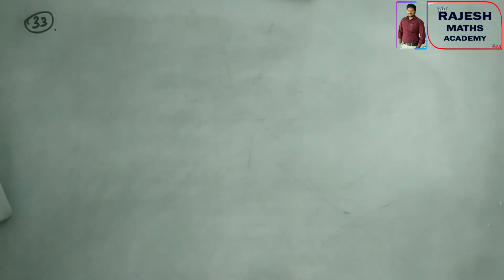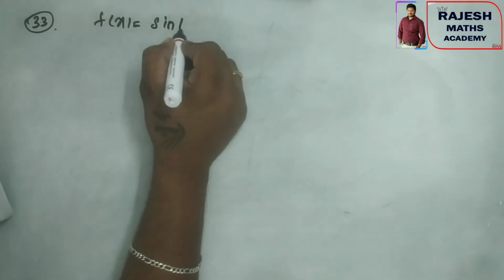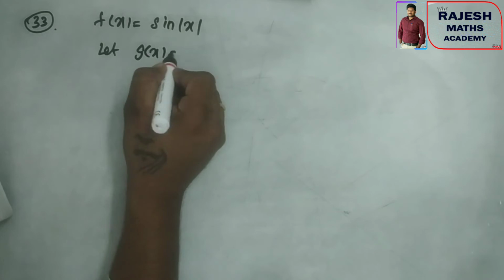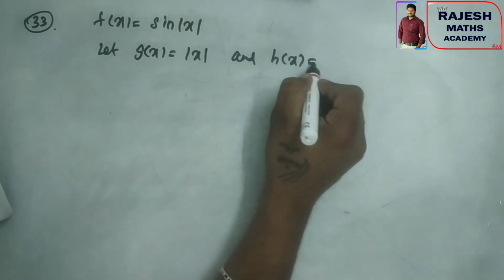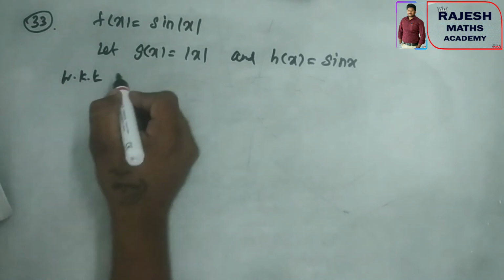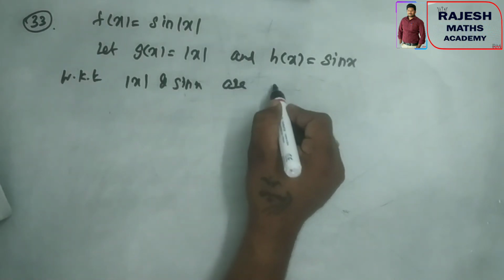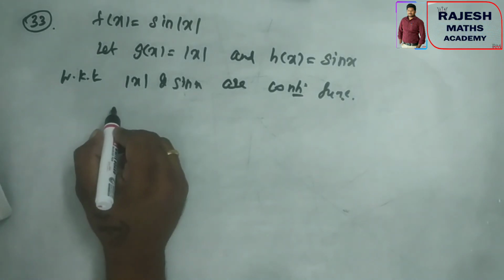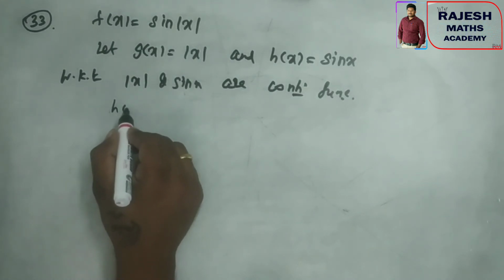Next we will start question number 33. What is given here, we can take as f of x equals sine of modulus of x. Here I am taking g of x equals modulus of x and h of x equals sine x. So we know that modulus of x and sin x are continuous functions. Therefore I am going to use the concept of composition of two functions.